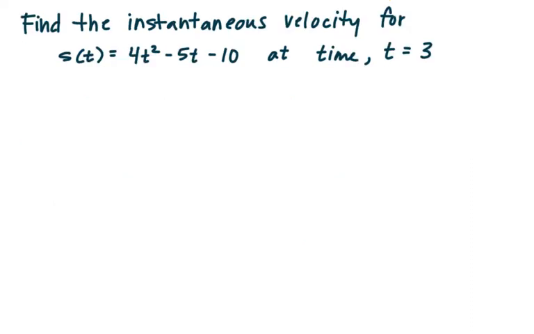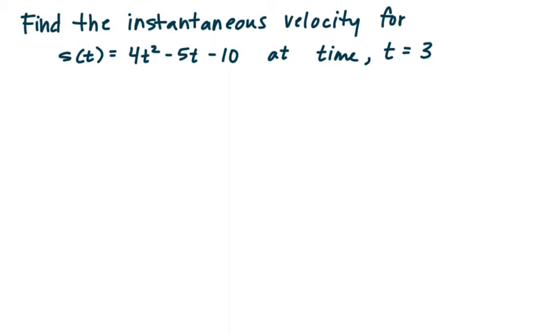In this second example in the video, we're going to find the instantaneous velocity for the given function s of t equals 4t squared minus 5t minus 10. This is my position function at time t equals 3. Now, the last problem said instantaneous rate of change. This one says instantaneous velocity.